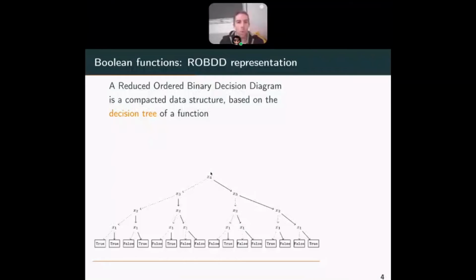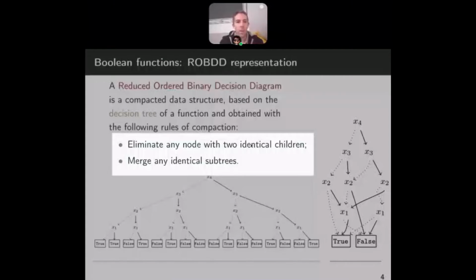The first rule says that if a node has two identical children, then the node is removed. For example, here, x1 has twice the same child, true and true. So in the ROBDD, the node x1 disappears.